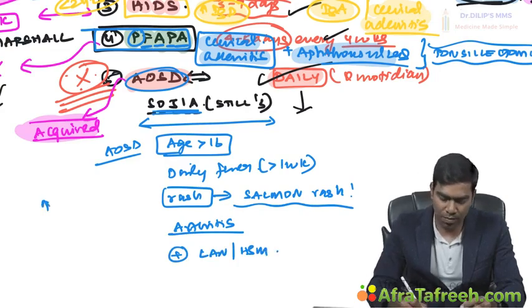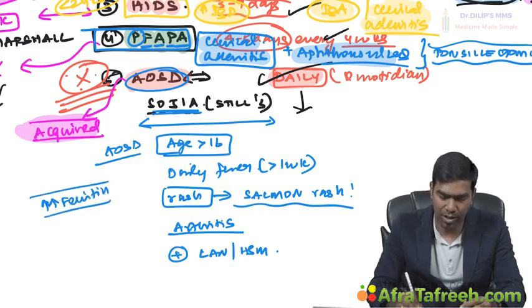And one of the very important features of AOSD is extremely high ferritin levels. This is not a criterion, but still very high ferritin is one of the keys for diagnosis. If they give arthritis with ferritin levels of 10,000, the reason the examiner gives that ferritin level is because he wants you to diagnose AOSD there.